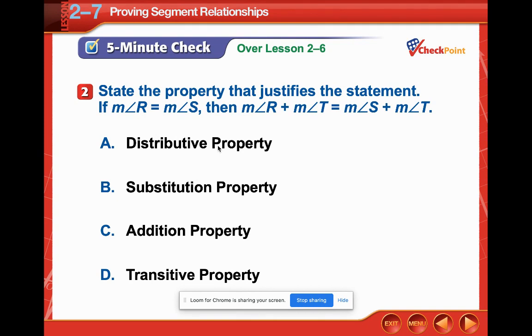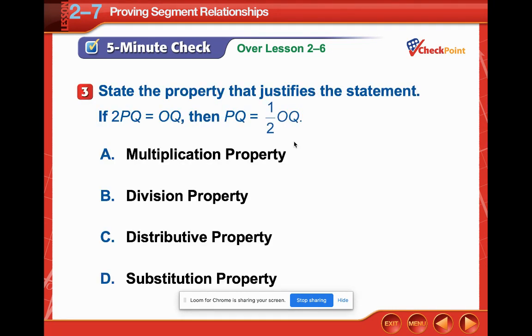All right, hopefully you're able to solve this one. State the property that justifies the statement. If the measure of angle R equals the measure of angle S, then the measure of angle R plus the measure of angle T equals the measure of angle S plus the measure of angle T. All right, this was the addition property. If Randy has the same amount of apples as Sam, and Tyler gives his apples to Randy, he's going to have the same amount as if Tyler gave his apples to Sam. That's essentially what it means. That's the addition property.